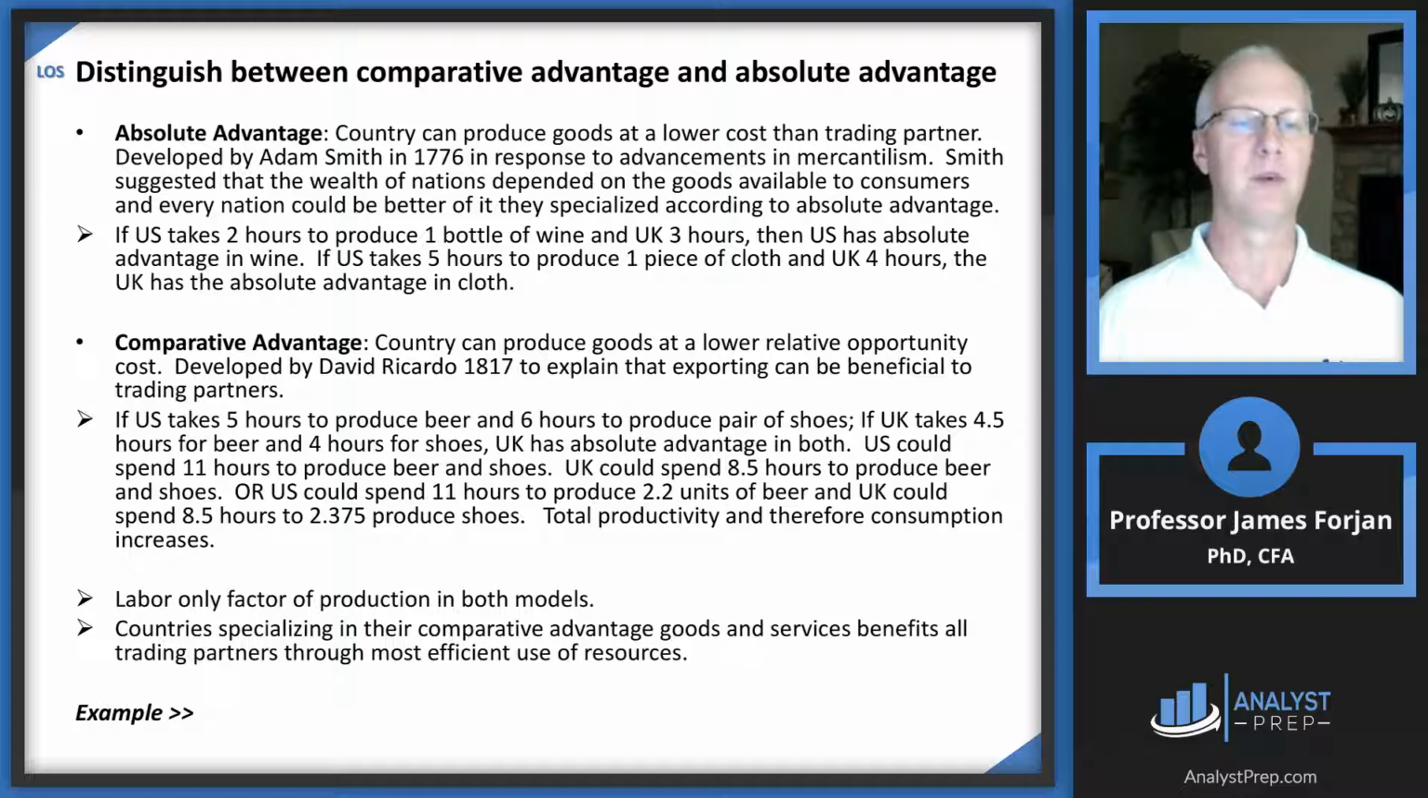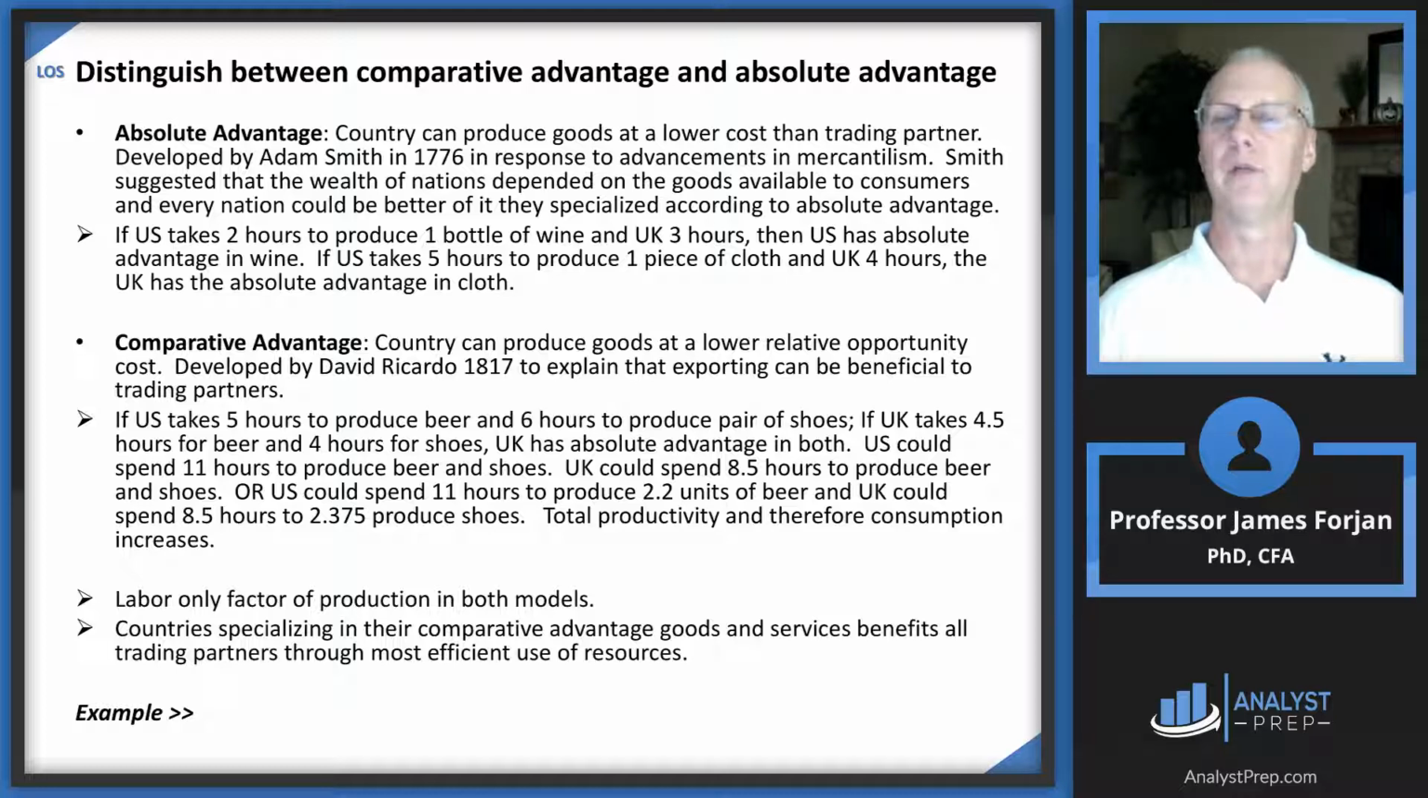So let me give you an example here. Suppose it takes a U.S. worker 5 hours to produce 1 unit of beer and 6 hours to produce a pair of shoes. If the UK worker takes 4.5 hours for the same amount of beer, and 4 hours for the pair of shoes, then we can conclude that the UK has the absolute advantage in both. 4.5 to 5 with the beer, 4 to 6 with the pair of shoes.